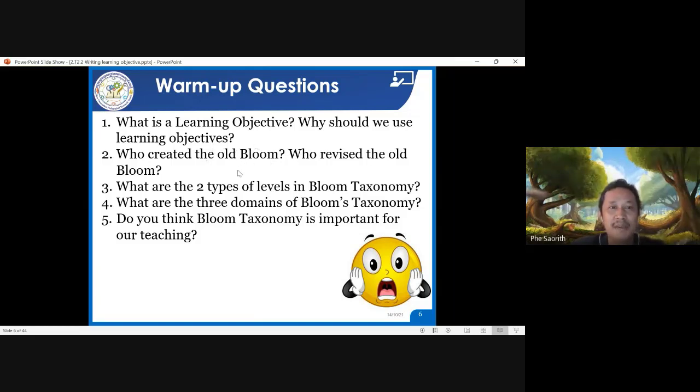Okay, second question. Who created the Bloom taxonomy? Who revised the old Bloom, right? And the third question, what are the 2 types of levels in Bloom taxonomy? And the fourth one, what are the 3 domains of Bloom taxonomy? And the last one, do you think Bloom taxonomy is important for our teaching?